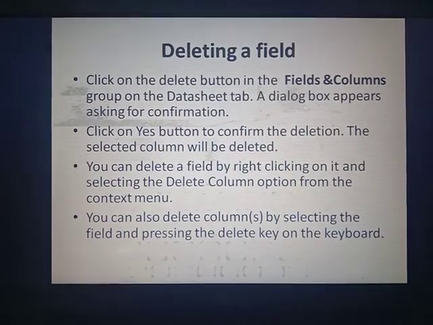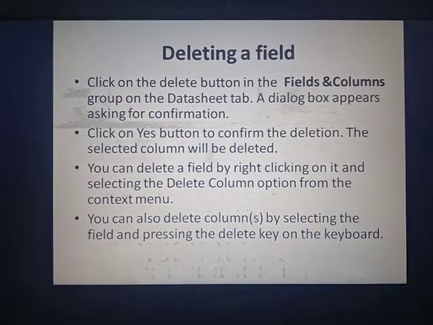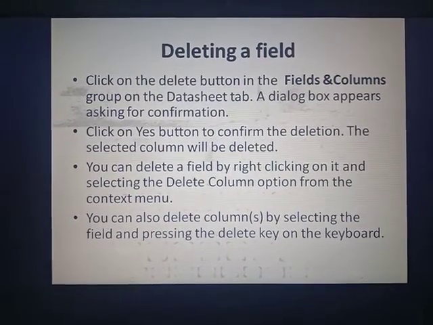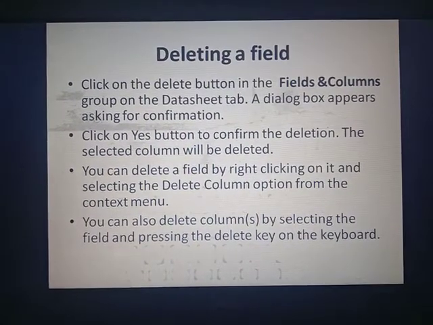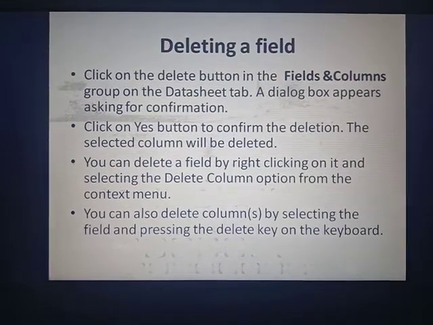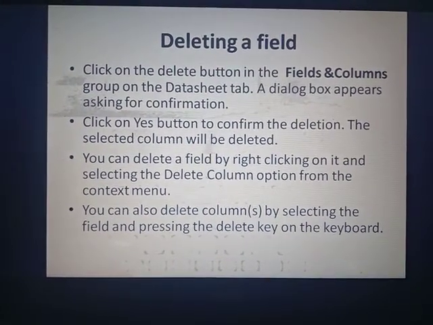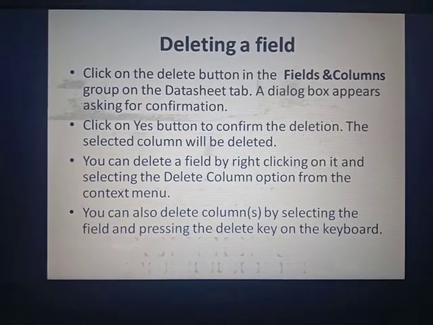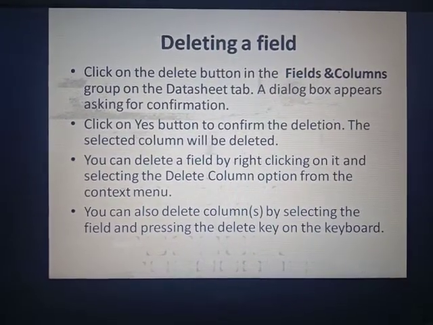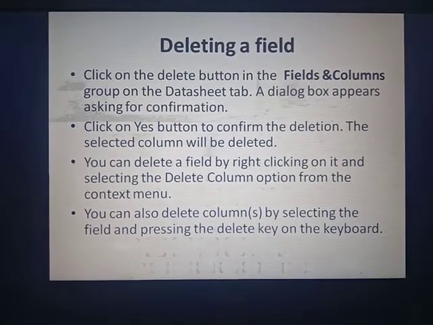At the top we have to select the datasheet tab. In that there is a group of several buttons. We have to select the delete button. Click on the yes button to confirm the deletion. Two options will come after that, yes or no. If we want to delete, we have to click on yes. Click for the confirmation. The selected column will be deleted. The particular column on which the cursor is, that particular column will be deleted.